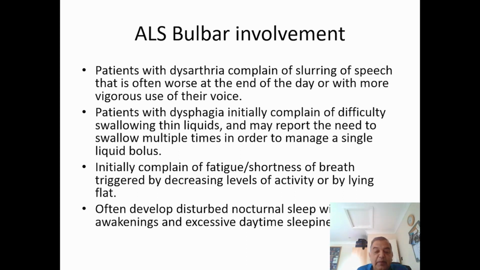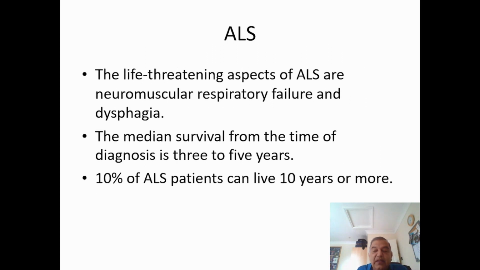Then, of course, they start developing shortness of breath and disturbed sleep as they lie flat. They find it difficult to breathe. Of course, the life-threatening aspects are neuromuscular respiratory failure and dysphagia, and the median survival from the time of diagnosis is between 3 to 5 years, but some people can have a very accelerated course and can, in fact, come to the end of their lives in less than a year's time.